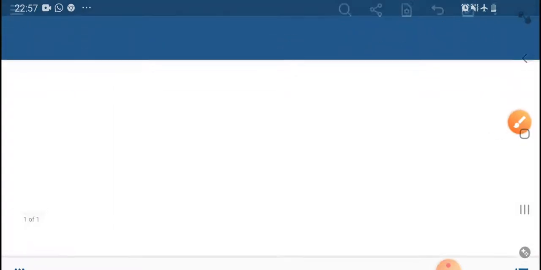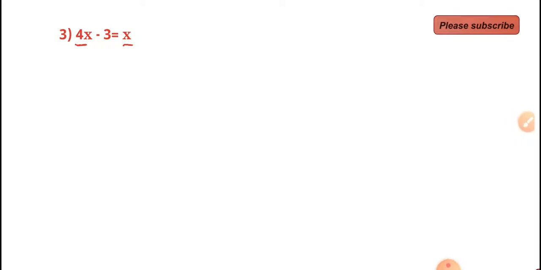So to do that, I am going to take away x on the right hand side, and I'm going to take away 1x from the left hand side. Obviously x take away x is nothing. You can't just leave nothing but write 0. And on the left hand side, 4x take away x is 3x minus 3.